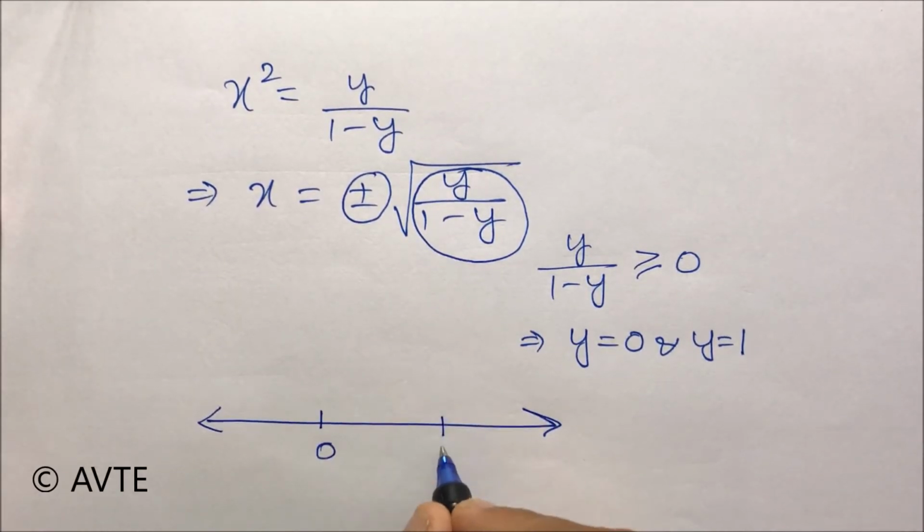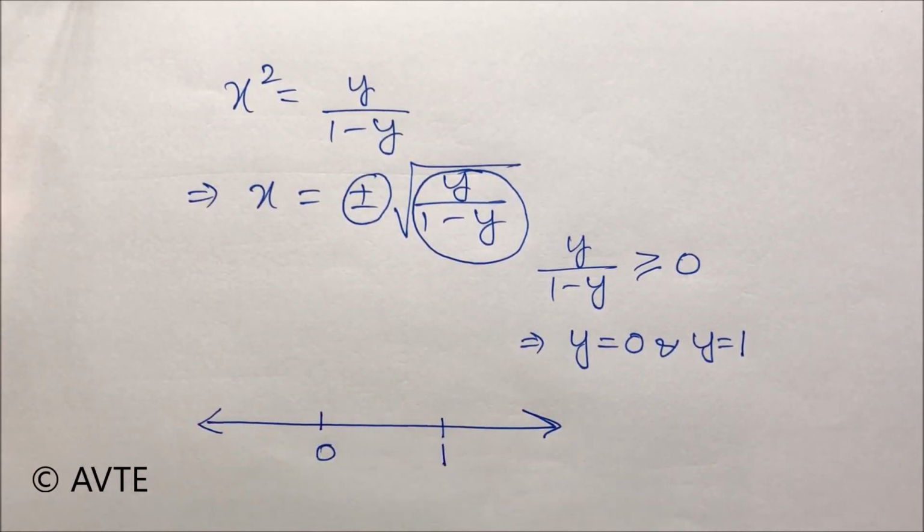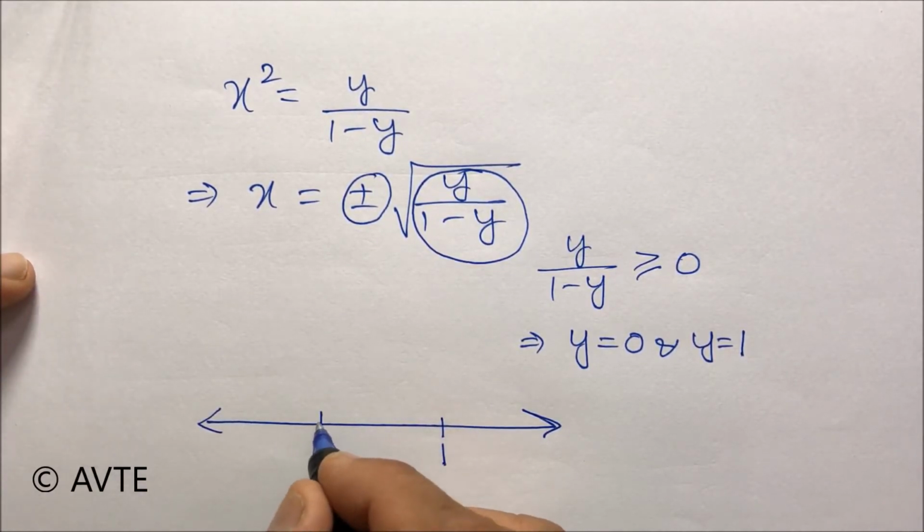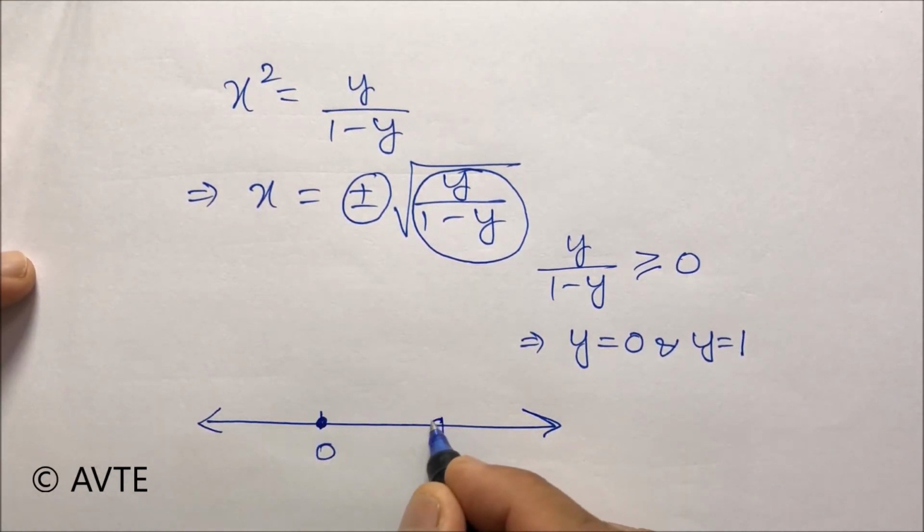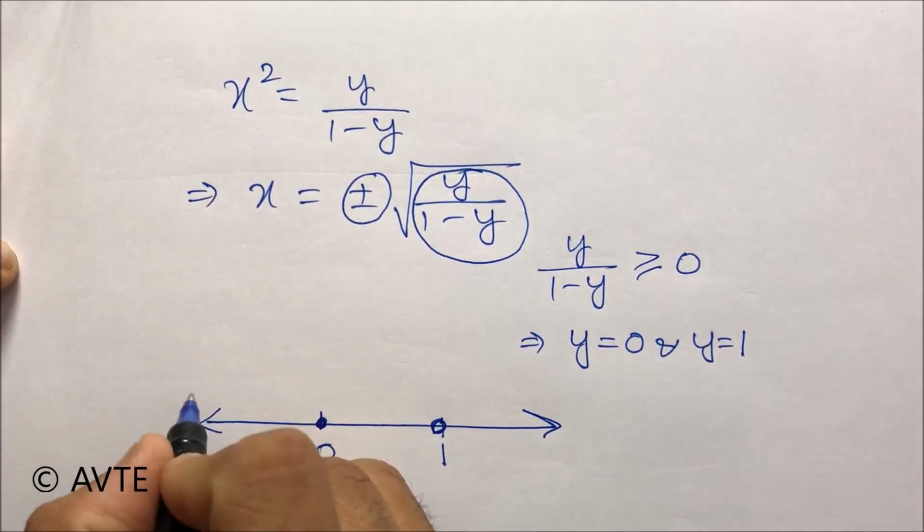Sometimes in your schools, they say do it directly. So that's a lottery for you. But we are explaining each and everything. So we have arranged 0 and 1. 0 will be included and 1 will be excluded. Now we are checking the sign of the expression.